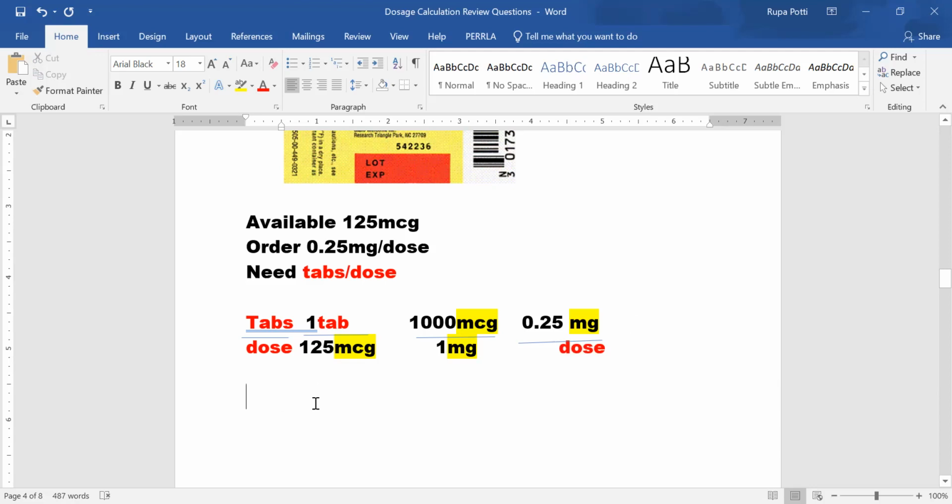Now I multiply everything on the numerator, and then I multiply everything on the denominator. And then when I divide, that is going to be my answer. So as you multiply, you'll be getting 250 divided by 125. That is equal to 2. And what is the 2? 2 tabs per dose.